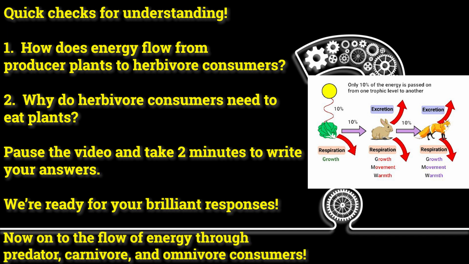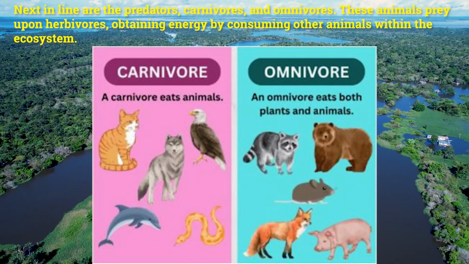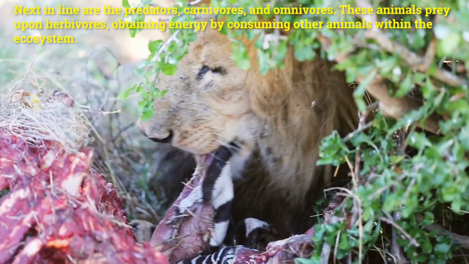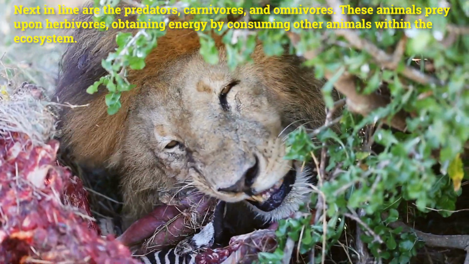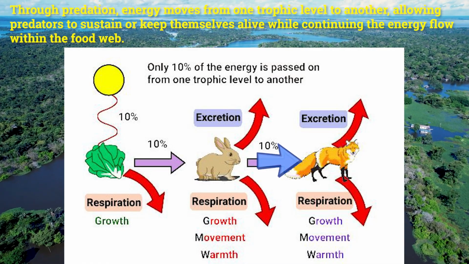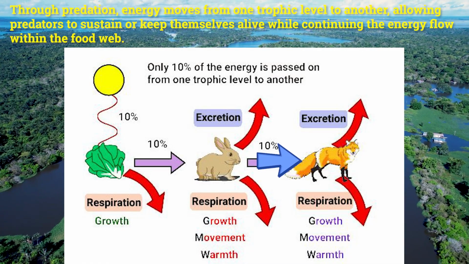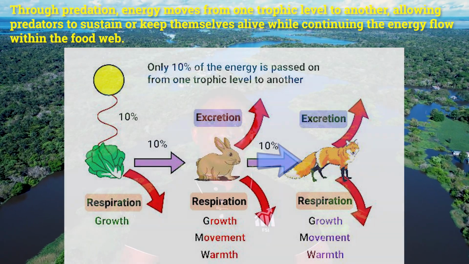Now on to the flow of energy through predators, carnivore, and other omnivore consumers. Next in line are the predators, carnivores, and omnivores. These animals prey upon herbivores, obtaining energy by consuming other animals within the ecosystem. Through predation, energy moves from one trophic level to another, allowing predators to sustain or keep themselves alive while continuing the energy flow within the food web.